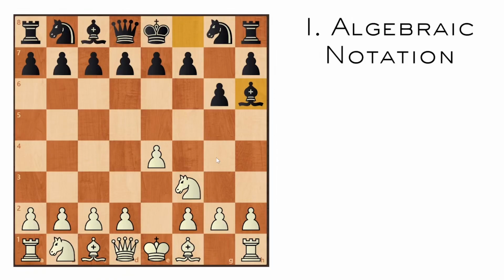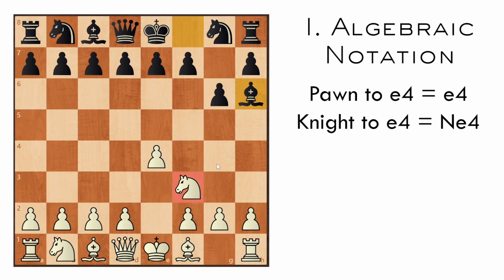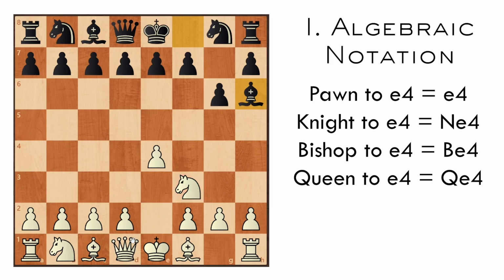Algebraic notation is how you write and refer to chess moves. So let's say I moved this pawn to e4 because it's on the e file and it's on the 4th rank. It's just known as e4. When a pawn moves, it doesn't have any prefix. When a knight moves, it has the square it moved to and then an N at the front. When a bishop moves, it has a B at the front. Queen is a Q, rook is an R, and king is a K.